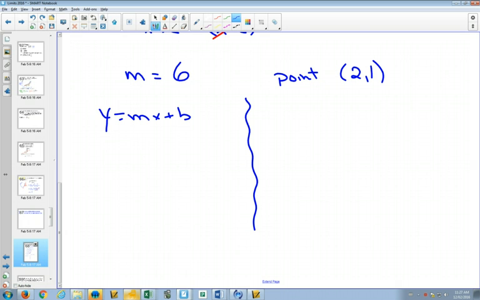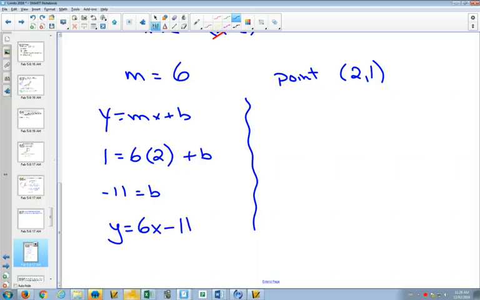you can plug in the point y is 1 when x is 2. The slope you know is 6. The only thing you don't know is b. And subtracting 12 on both sides, you figure out that b is equal to negative 11. So now you know the equation is going to be y equals 6x minus 11.